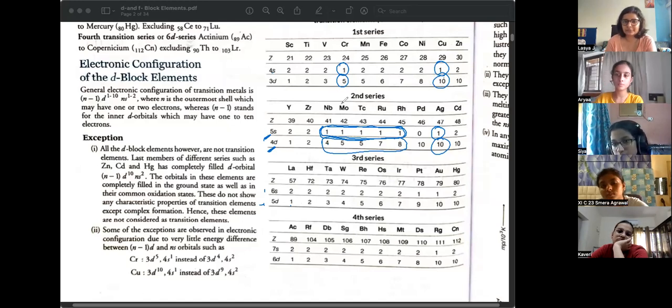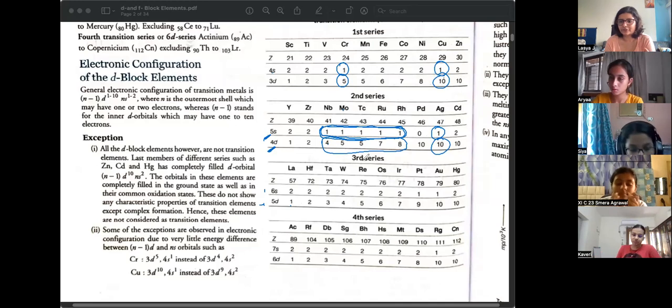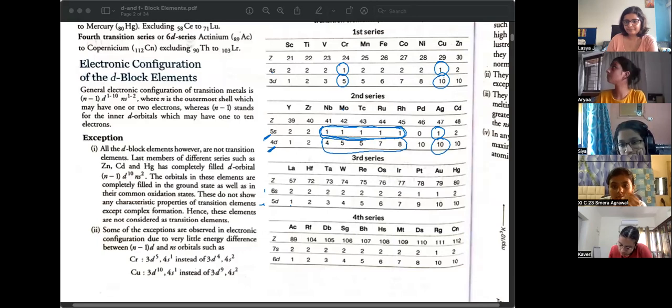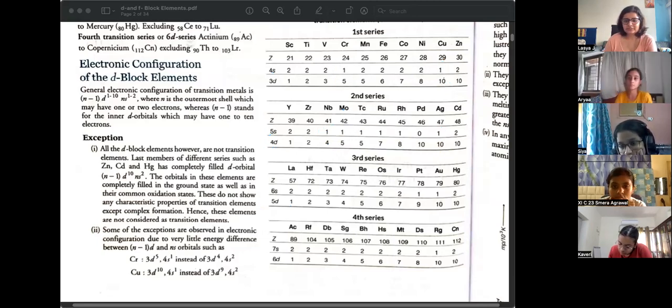Okay, so I wanted to highlight this because just make note, it's not just chromium and copper and the things below it, molybdenum, silver, that are the exceptions. You have a few others as well: niobium, technetium, ruthenium, these also. So that's why we say general electronic configuration, (n-1)d can be variable, 1 to 10, and ns either 1 or 2. Okay. So this is about the electronic configuration.